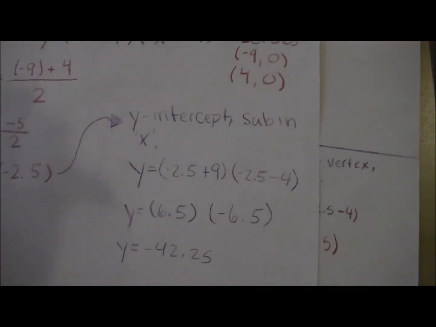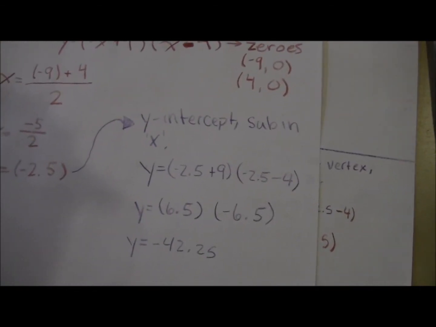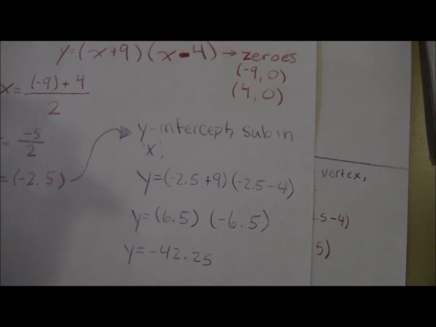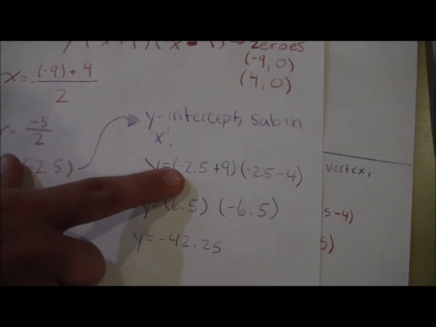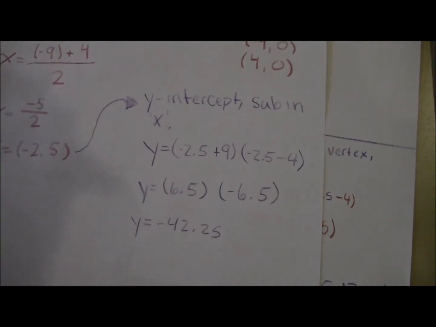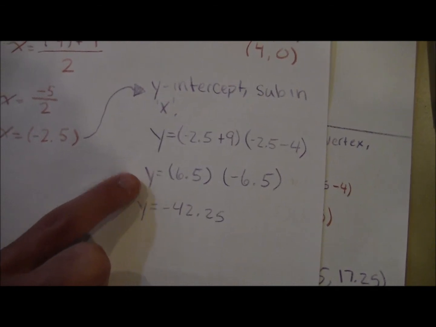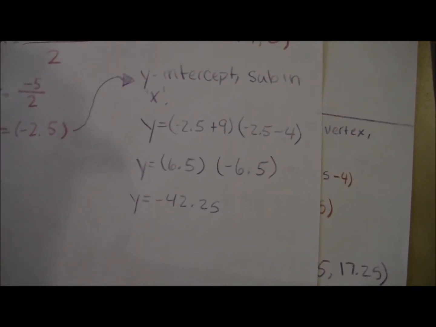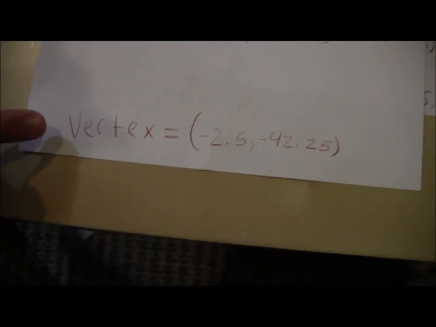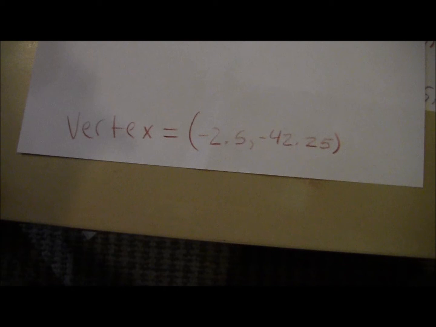After, you can use this to find the y-intercept by subbing in the x value into the equation, which gives you y equals negative 2.5 plus 9 times negative 2.5 minus 4. Following basic math gives you your final answer of y equals negative 42.25. In conclusion, after all of this, you now have the vertex point of negative 2.5, comma, negative 42.25.